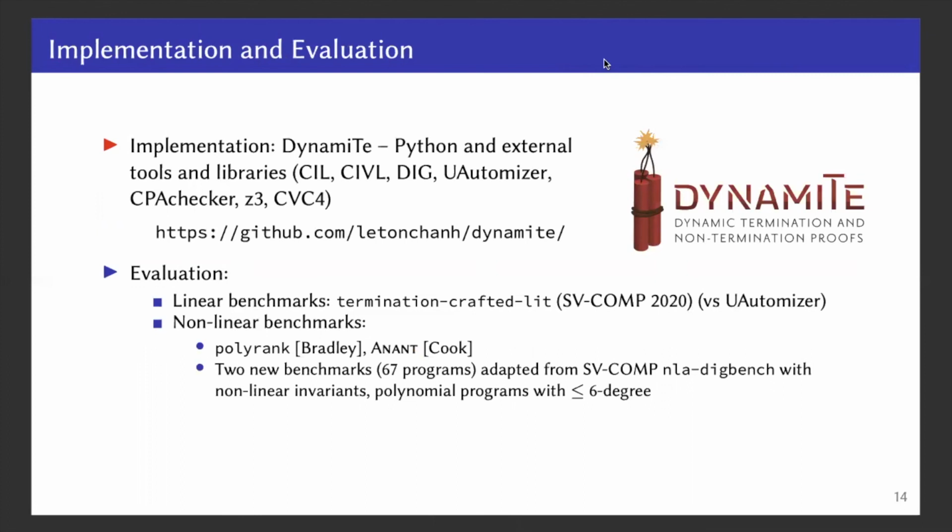We implemented the tool DynamiTe in Python with the use of external tools and libraries for instrumentation, symbolic execution, invariant inference, and validation. We evaluated the tool on a linear benchmark from SV-COMP, and 4 nonlinear benchmarks, including 2 existing benchmarks and 2 new benchmarks with 67 nonlinear programs adapted from the SV-COMP benchmark for nonlinear reasoning.